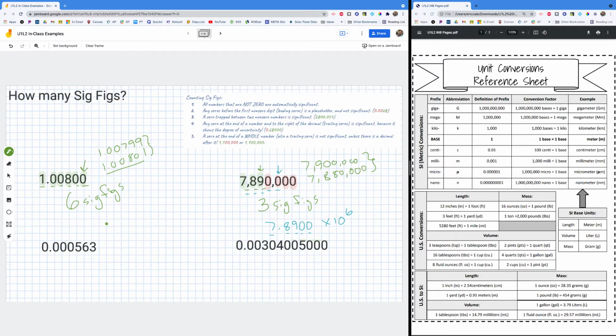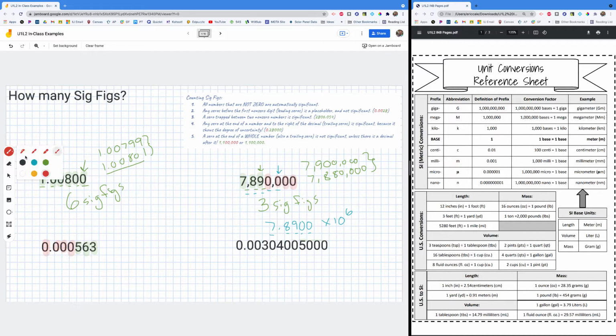All right, let's do another one. Rule number 1, all numbers that are not 0 are significant. So that's not 0, that's not 0, that's not 0. Any zeros before the first non-zero, so any leading zeros, are just placeholders, and they're not significant. So 5 is our first significant figure here. Anything before that, any leading 0, is not significant. So nope, nope, nope, nope.